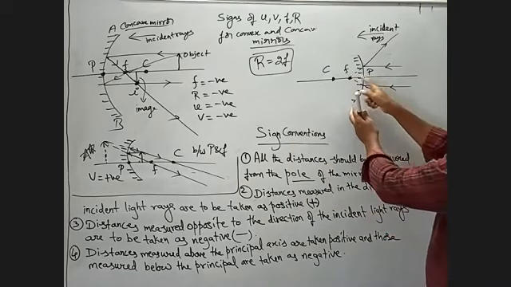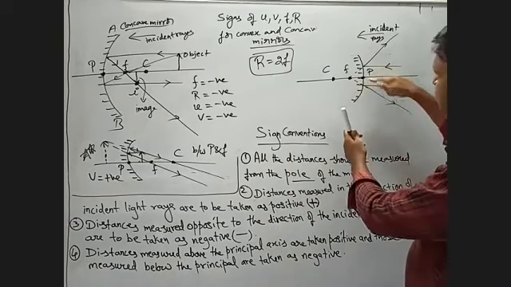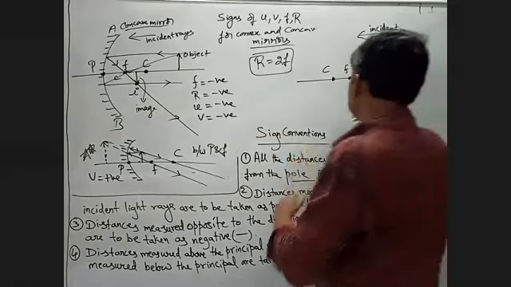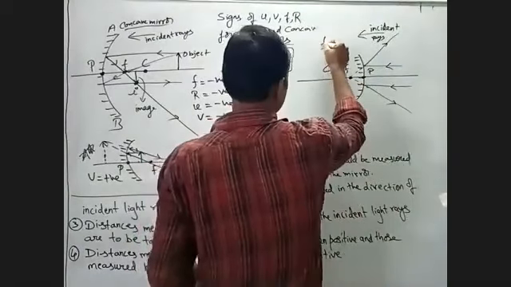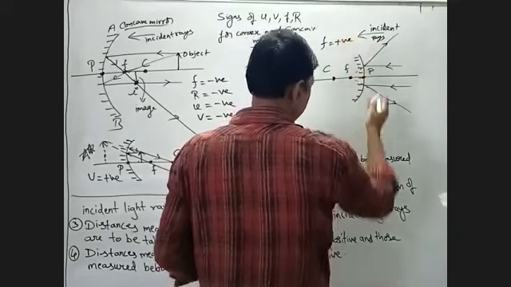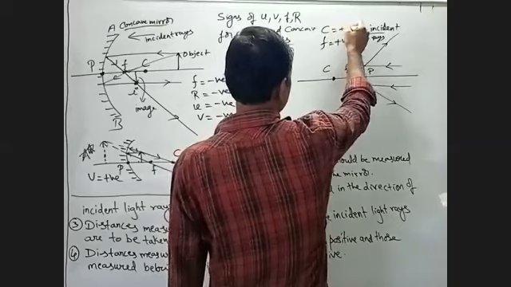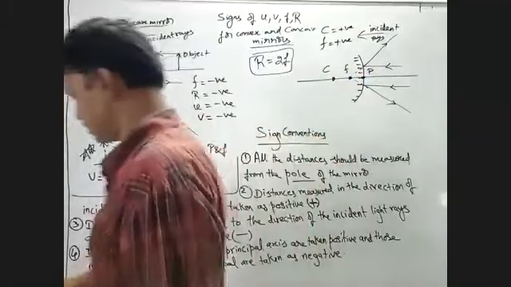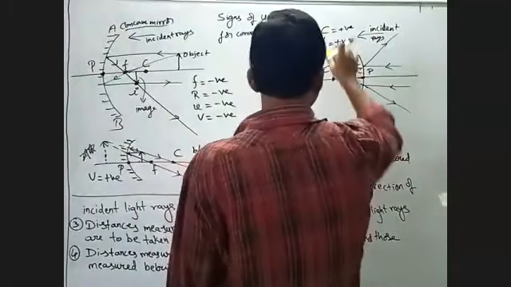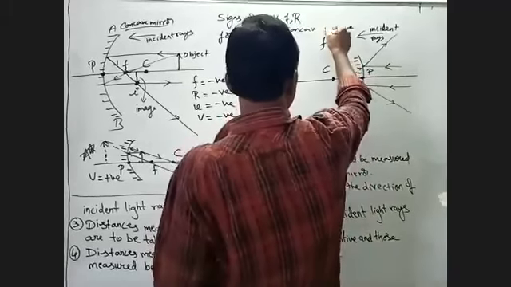So for example, focal length. You measure focal length from the pole, from here to here. Therefore f is positive. Then the center of curvature also, sorry, the radius of curvature, is also positive.